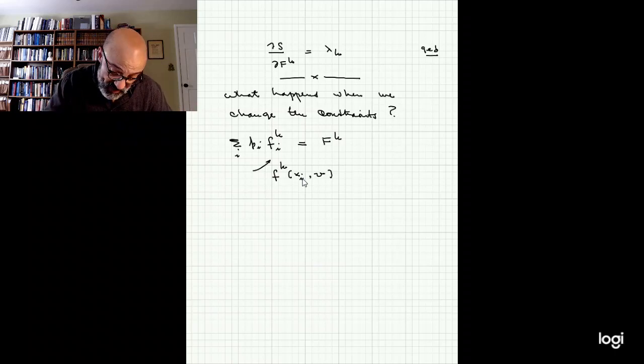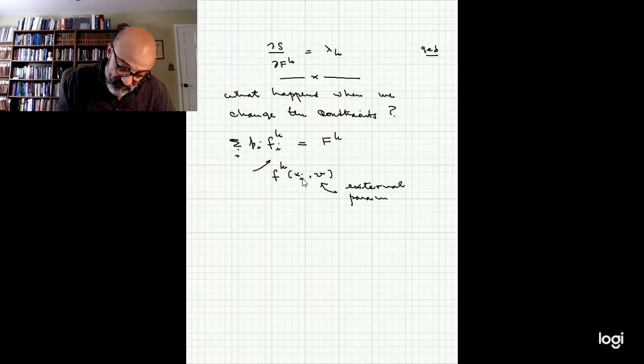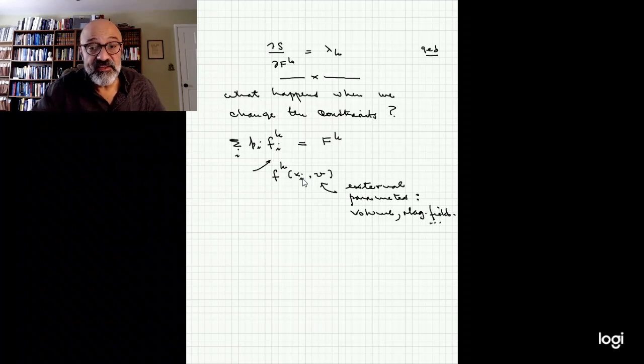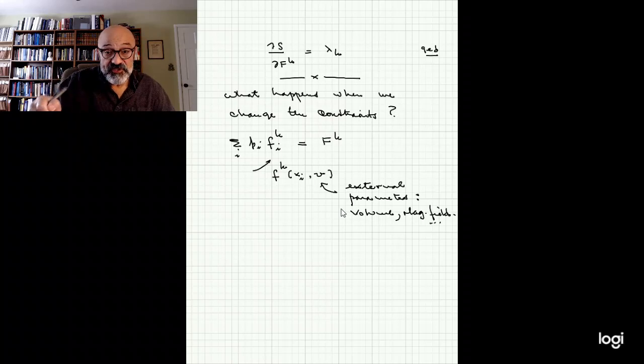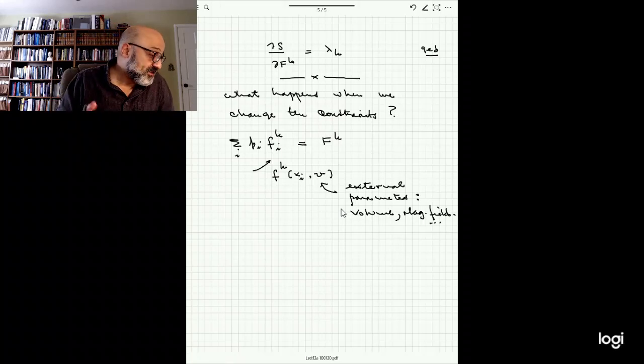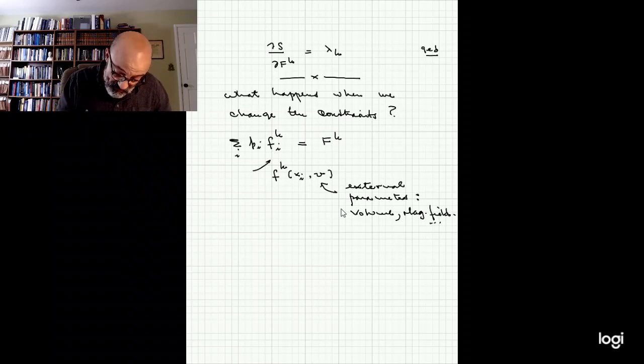This v, for example, these guys that we're going to call external parameters, may include, for example, volume, external fields like electric and magnetic fields, and so on, right? So in addition to the actual microstates that we just described by i, there may be other parameters. And we may consider what happens when you change this v. So let us figure out what happens when we change that.